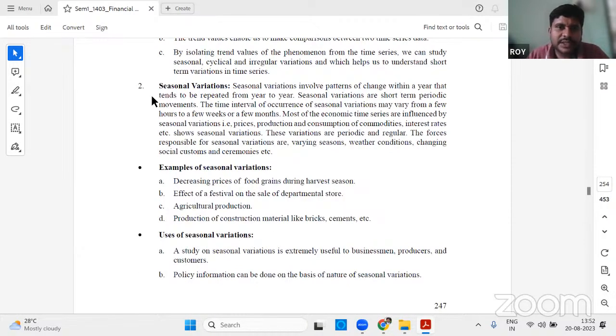We know that within a year, the pattern tends to be repeated from year to year. In the summer season we'll have more production output. The production of mangoes will be more, and of course sales will be high. And if you sell the same mangoes after the summer season, in the winter season, we know the damages will be there and you won't taste it.